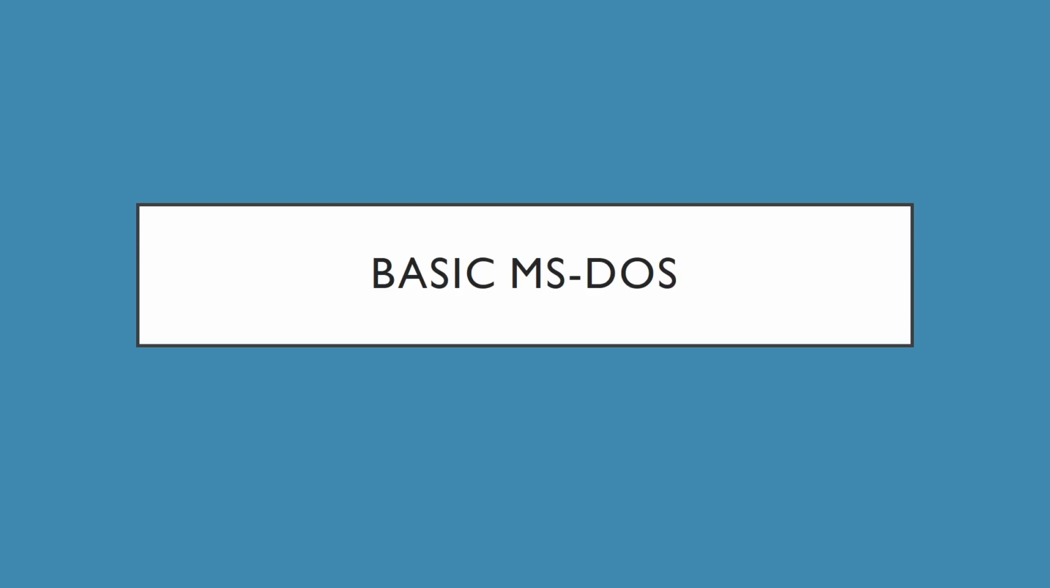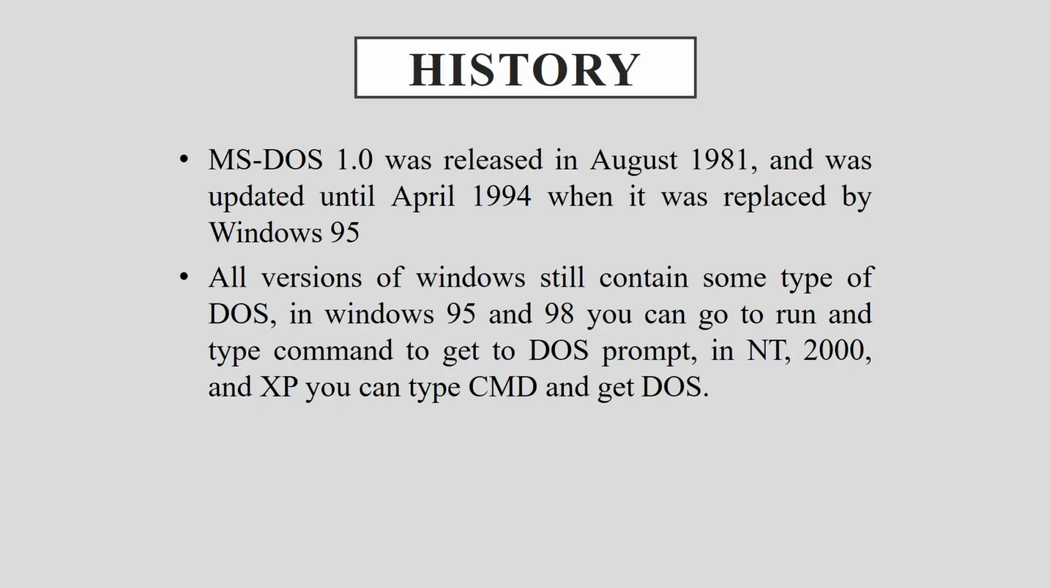So we have here the basic MS-DOS, okay, for us to learn about the history of the Windows operating system and MS-DOS operating system, and at least apply some of the basic commands. So as history, MS-DOS 1.0 was released in August 1981.